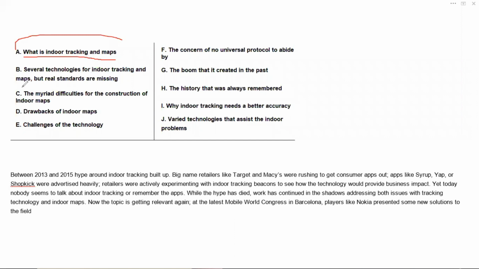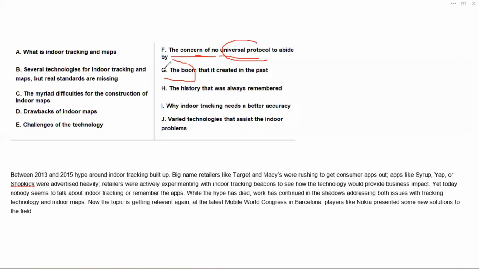Several techniques for indoor tracking and maps, but real standards are missing. They're talking about so many technologies that exist for indoor tracking, but the real standard is actually missing. The third talks about myriad difficulties for the construction of indoor maps. The drawbacks, the disadvantages, challenges of the technology, what technology is not mentioned. Some concern of no universal protocol.